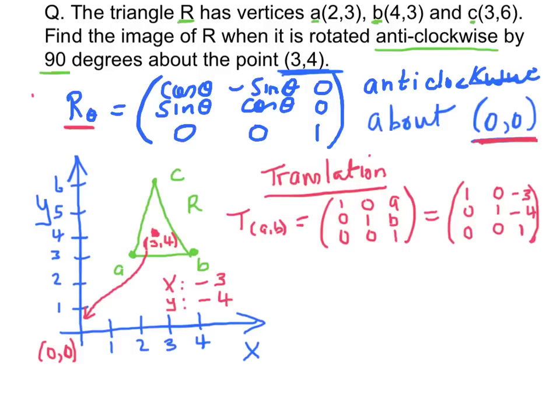Now that translation matrix there is going to move my point 3, 4 to 0, 0. And what I'm going to do is I'm going to apply that translation matrix to my 3 vertices for R and move R also.